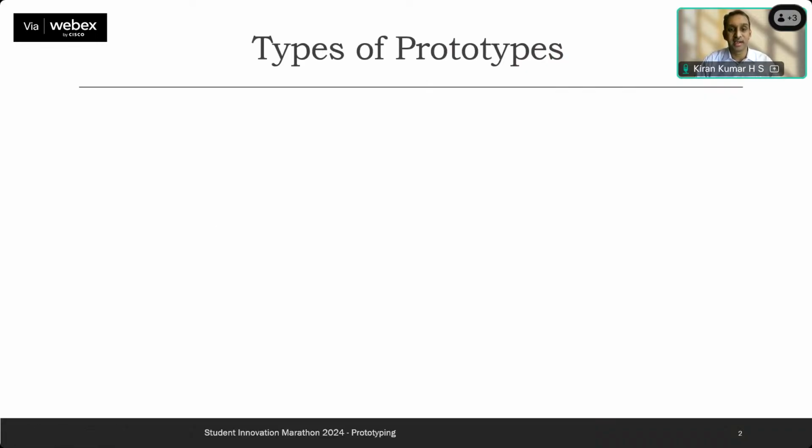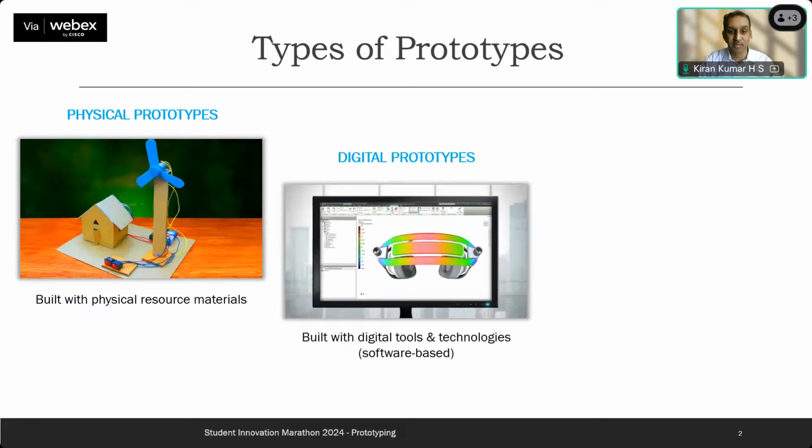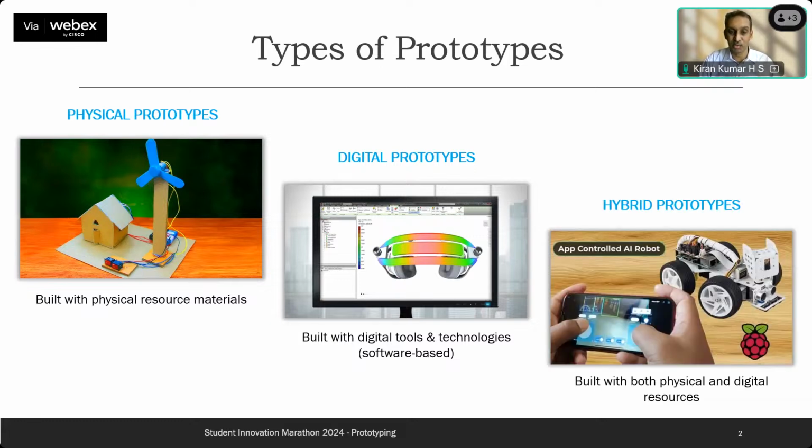So we'll look at three different types of prototypes. First, Gauri Dutt sir already explained to you about the physical prototypes, which require physical resource materials. Sir already explained to you many types of materials: cardboard, foams, plastics, and many other types of materials that you're already familiar with. I'm not going to delve into the physical prototypes, but I'm going to cover two other types of prototypes. One is called the digital prototype, and the third is called the hybrid prototype.